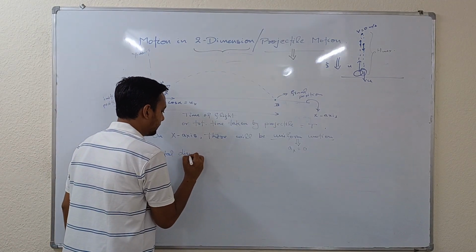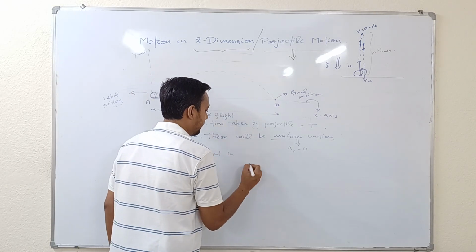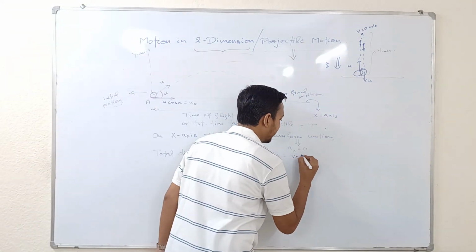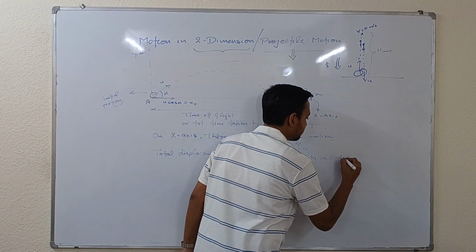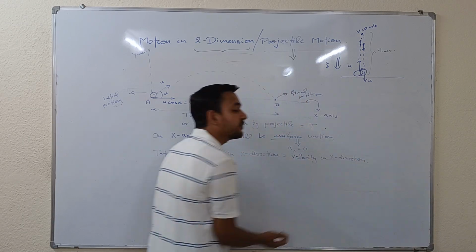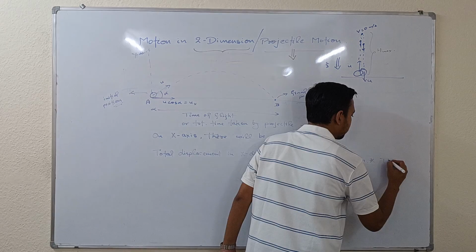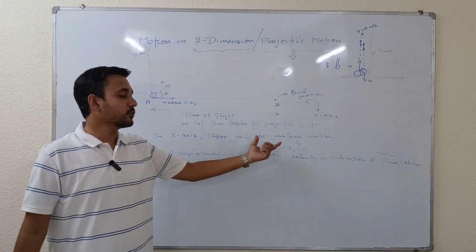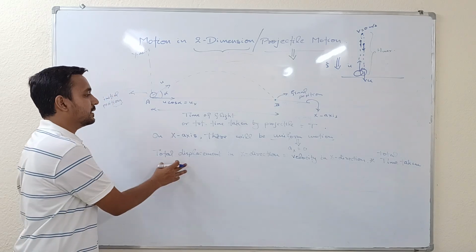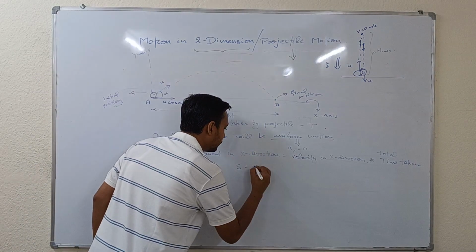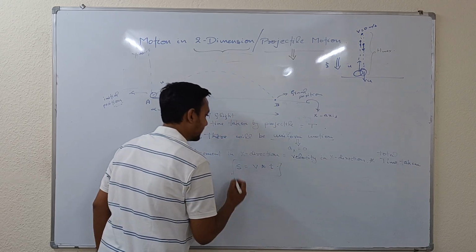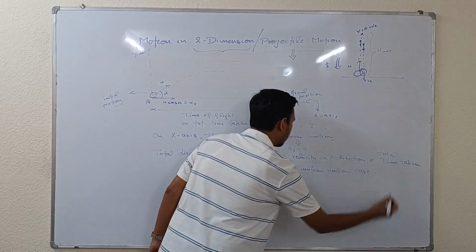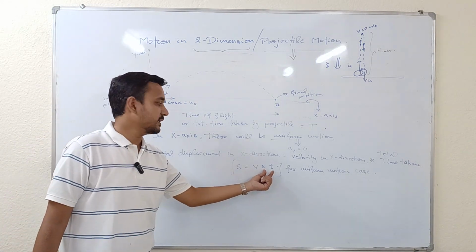So we can find out the total displacement in the x direction. It is equal to the component of velocity in the x direction times the total time taken. Since this is uniform motion on the x-axis, or horizontal axis, we can apply the equation you have heard about: S is equal to V into T, for the uniform motion case. S is displacement, V is velocity, and T is time, right?